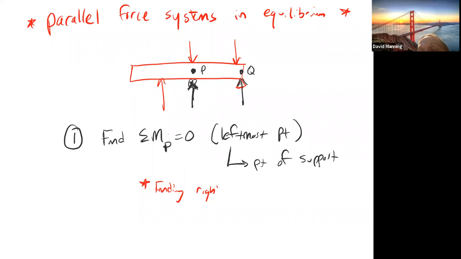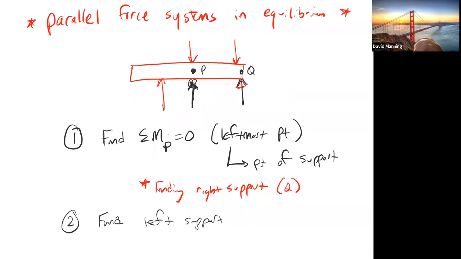So when you do this, you're going to be finding the right support, which in this case is Q. That's step one. And then step two, we are going to find the left support, which is P in this case, by taking the sum of the forces in the Y and setting them equal to 0. So that's it. Those are the two steps for parallel force systems in equilibrium. It's probably the easiest thing we're going to do the whole year.